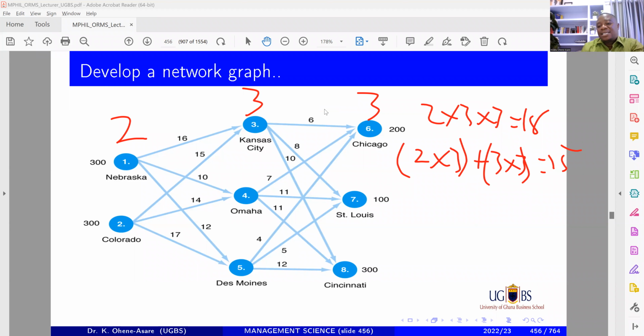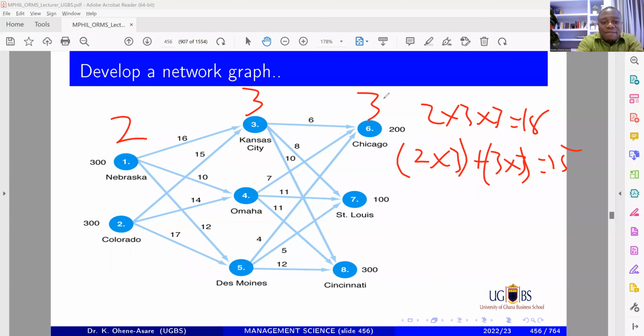It is factorized. So the one in the middle must multiply the 2 outside so that you are able to get what? You are able to get a plus.